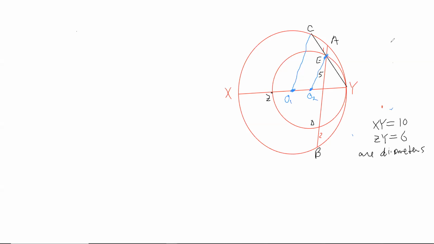So one thing you can see is that we have similar triangles. Triangle EYO2 is going to be similar to triangle CYO1. We can see this because both radii are parallel to each other and they share the same sides and angles, since we have segment CY and then diameter XY. Since both triangles share the same side and same angle, they're going to be the same.